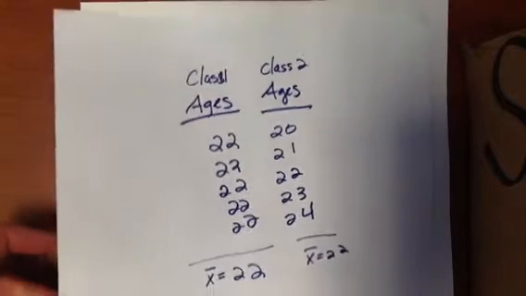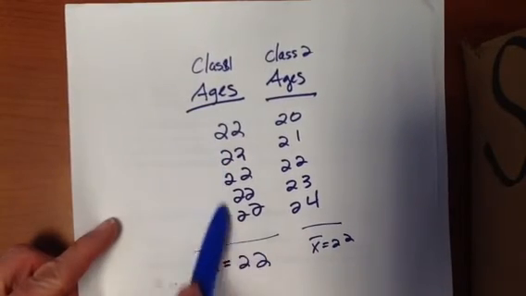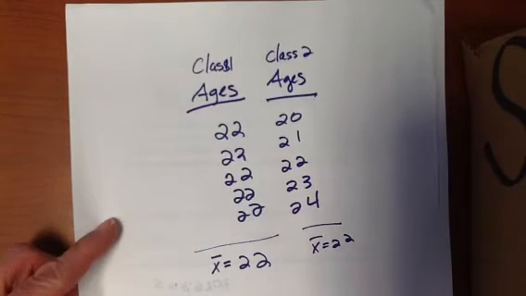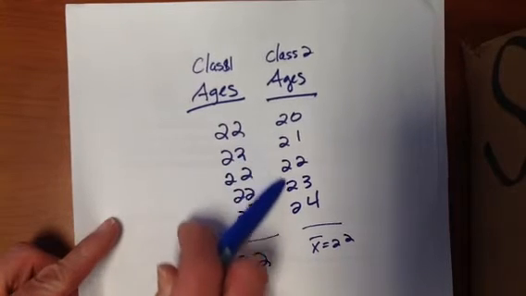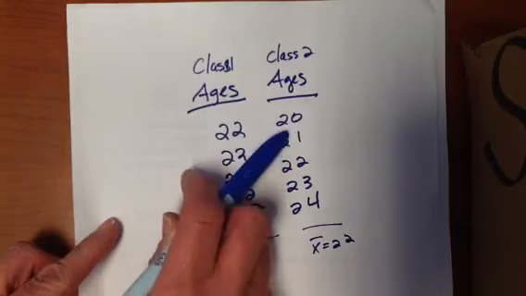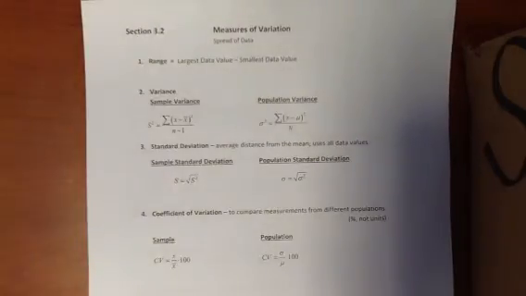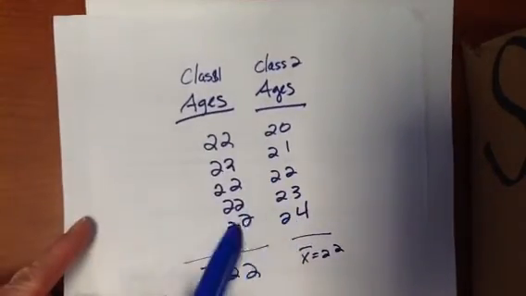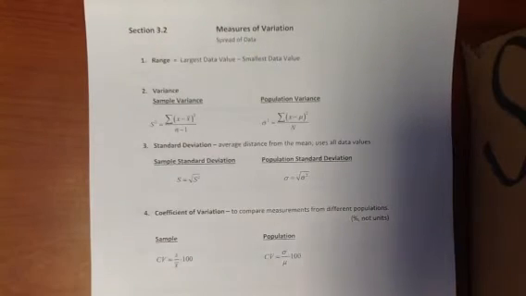Looking back at the ages of our two classes, the range of this group, well, we only have one number, 22, so the range is 0. The range of this class is 24 minus 20, or a range of 4. So this has a range of 4 years, and this has no range in our years.